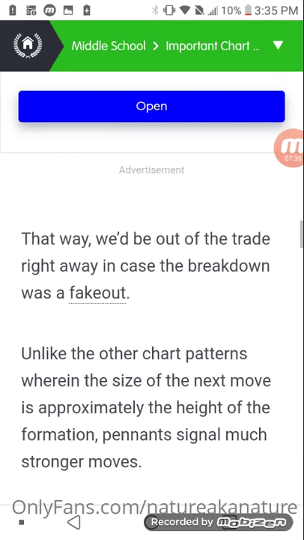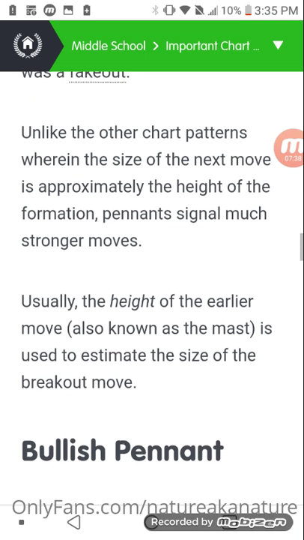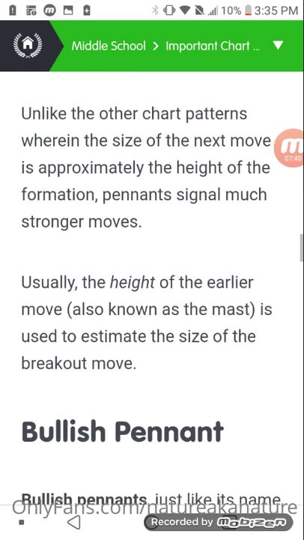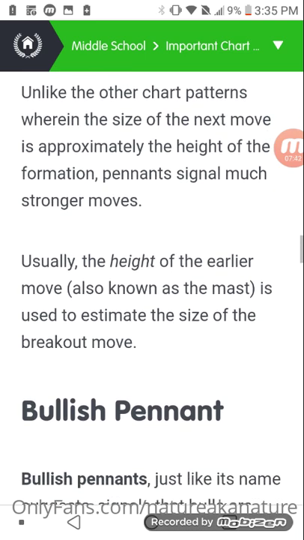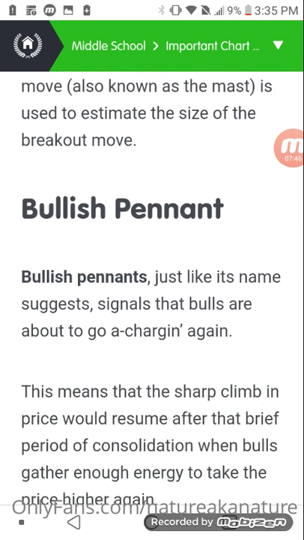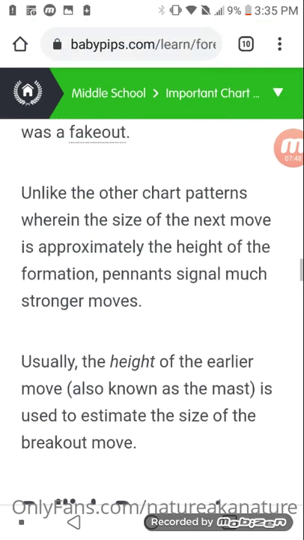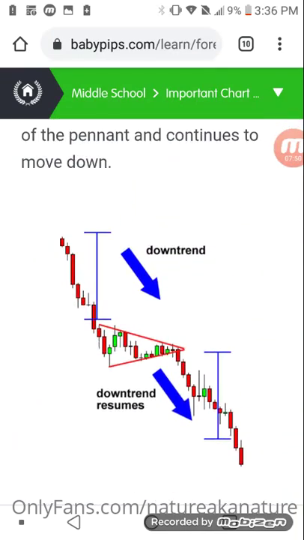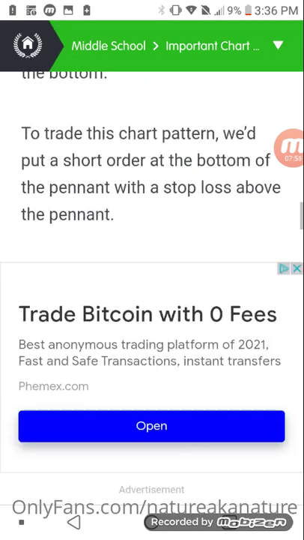That's why it's known as the mass, and they use it to estimate the size of the breakout. So now that you know about bearish, which means going down, it's a continuation pattern. When you see a bearish pennant, it's a continuation pattern going towards a downtrend.